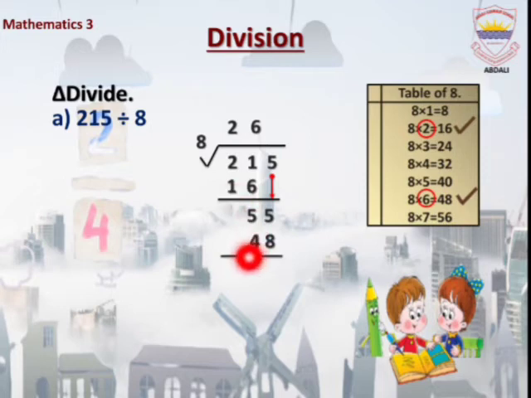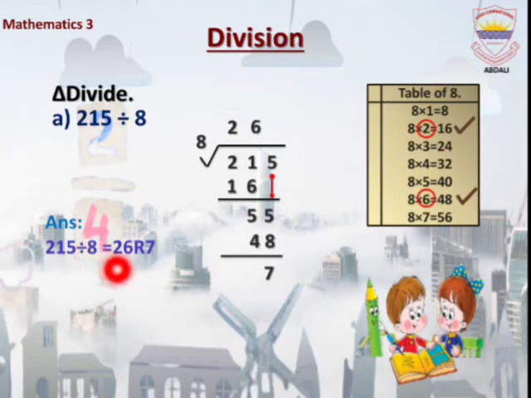What do we do now? Now students, we subtract 48 from 55. When we subtract 48 from 55, we get our remainder 7. When we divide 215, the dividend, by 8, the divisor, we get our quotient 26 and our remainder is 7.